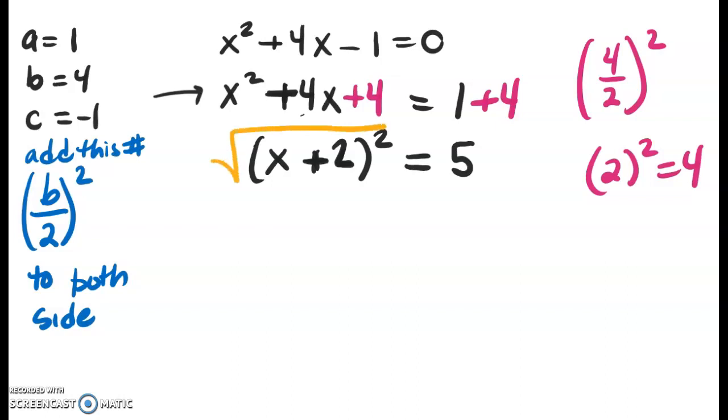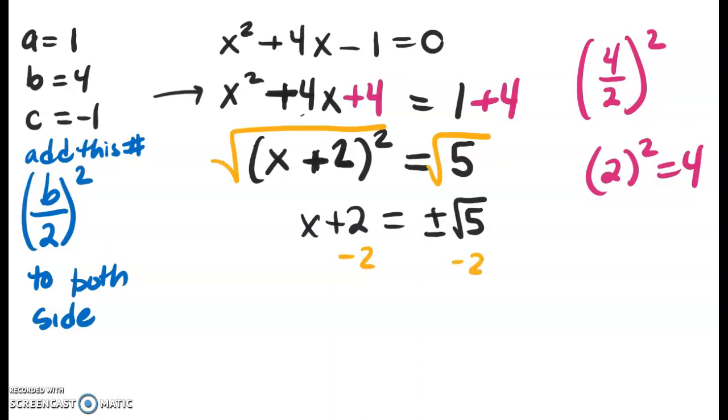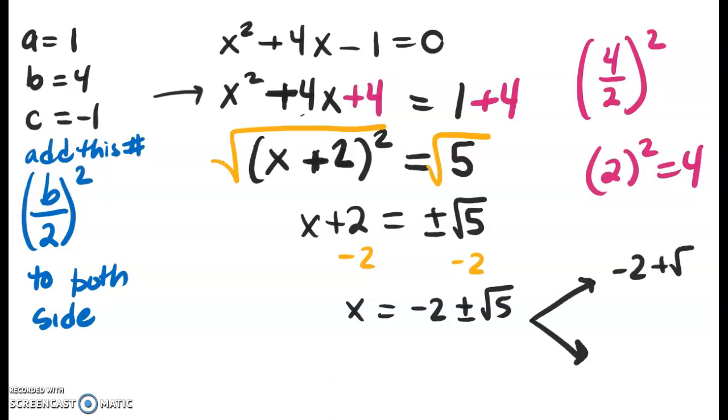To solve this, I take the square root of both sides, and I end up with x plus 2 is equal to plus or minus the square root of 5. Now I'm going to subtract 2 from both sides, and I end up with x is equal to -2 plus or minus the square root of 5. That's my answer. And remember, that's 2 answers. It's -2 plus the square root of 5, and then I'd put a comma, and then -2 minus the square root of 5.